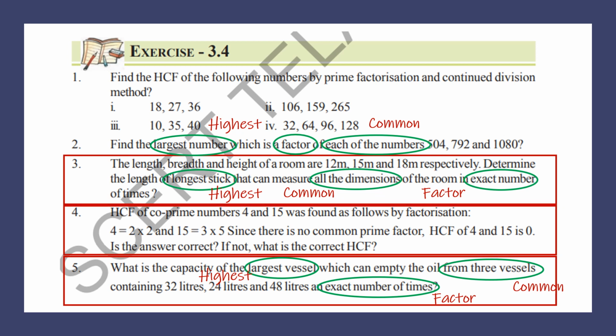Problem number 4. HCF of co-prime numbers 4 and 15 was found as follows by factorization. 4 is 2 and 2, 15 is 3 and 5. Since there is no common prime factor, HCF of 4 and 15 is 0. Is the answer correct? If not, what is the correct HCF?